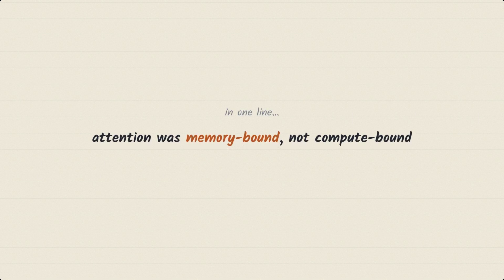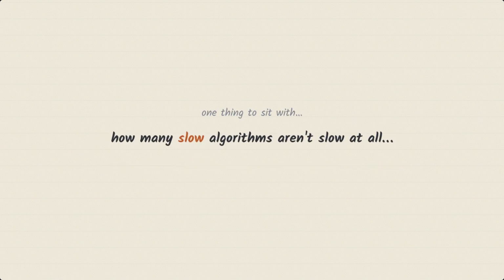The one-line version. Attention was memory-bound, not compute-bound. So FlashAttention keeps the whole computation in on-chip SRAM, streams the softmax with 2 running numbers, and never writes the n-by-n matrix to slow memory at all. And it leaves you with a thought. How many other slow algorithms aren't compute-bound at all, just badly acquainted with their own memory?